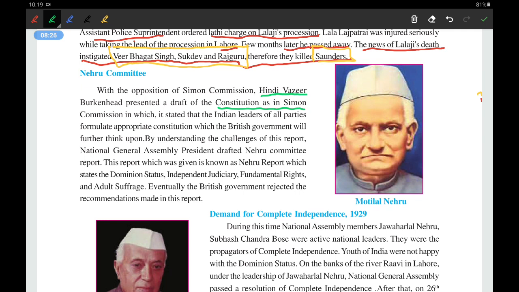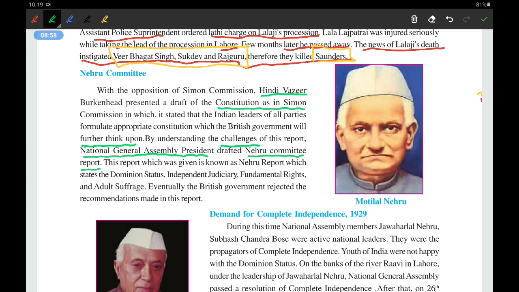He also stated that no party or leader in India is capable of forming a constitution on its own, and if they can, then they should do it and give it to the Britishers, who will later think upon it. It was a type of challenge. Understanding this challenge, the National General Assembly President drafted the Nehru Committee report.